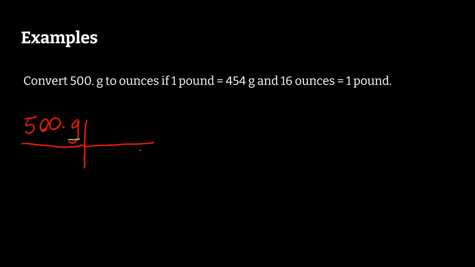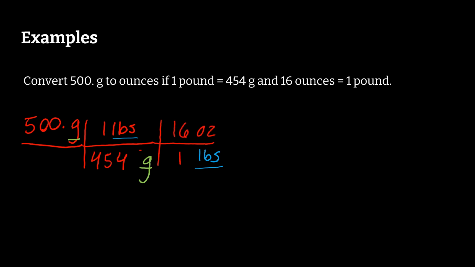We have grams on top, so we need to know that we have grams on this diagonal. This will be our 454 grams. That's equal to 1 pound. Continuing this process, because we want to go to ounces, we're going to expand this. We have our pounds on top, so we know that we're going to have pounds on the diagonal. Looking at our conversion, it says that our 1 pound will be equal to 16 ounces. Now that we're in ounces, we're able to solve.